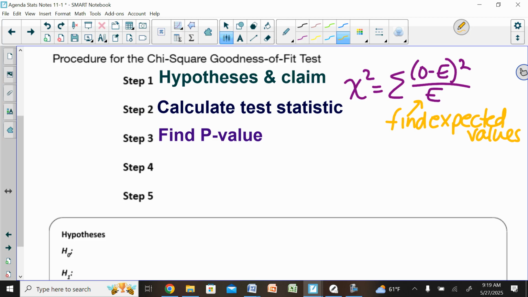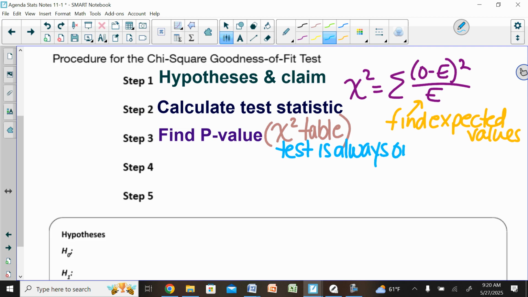Step 3 is to find our p-value. We are going to our chi-square table. And I'm going to say it here instead of in step 4: this test is always one-tailed. Because remember, our chi-square values are always 0 or positive, 0 on up. So we don't have to worry about alpha over 2. We're just comparing our p-value to our alpha.